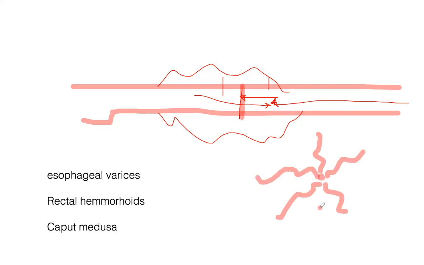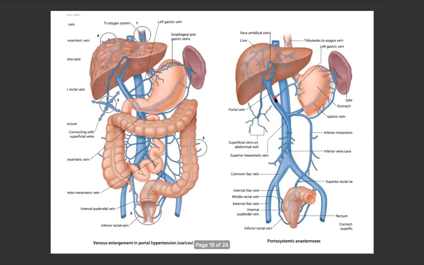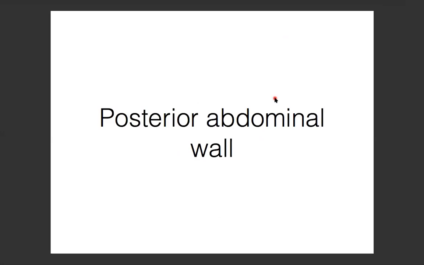And people call this sign caput medusae. Okay? So those are the three things you'll end up seeing in portal hypertension. Okay, thank you. Great. So we talked about portal systemic anastomosis and portal hypertension.